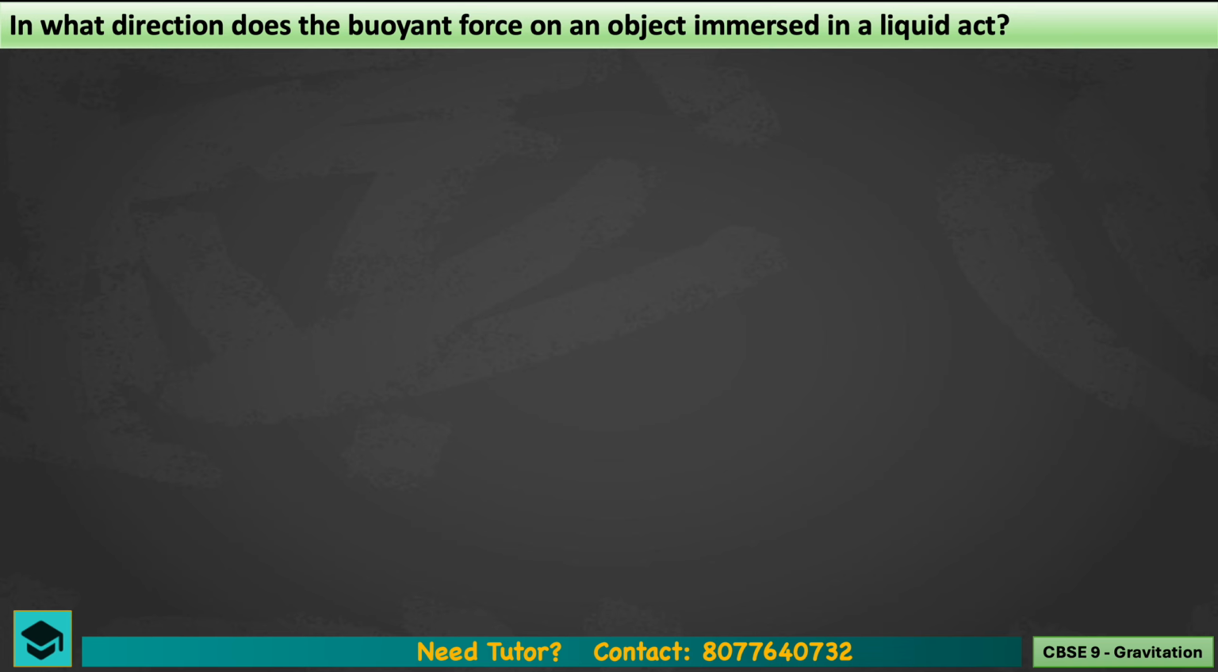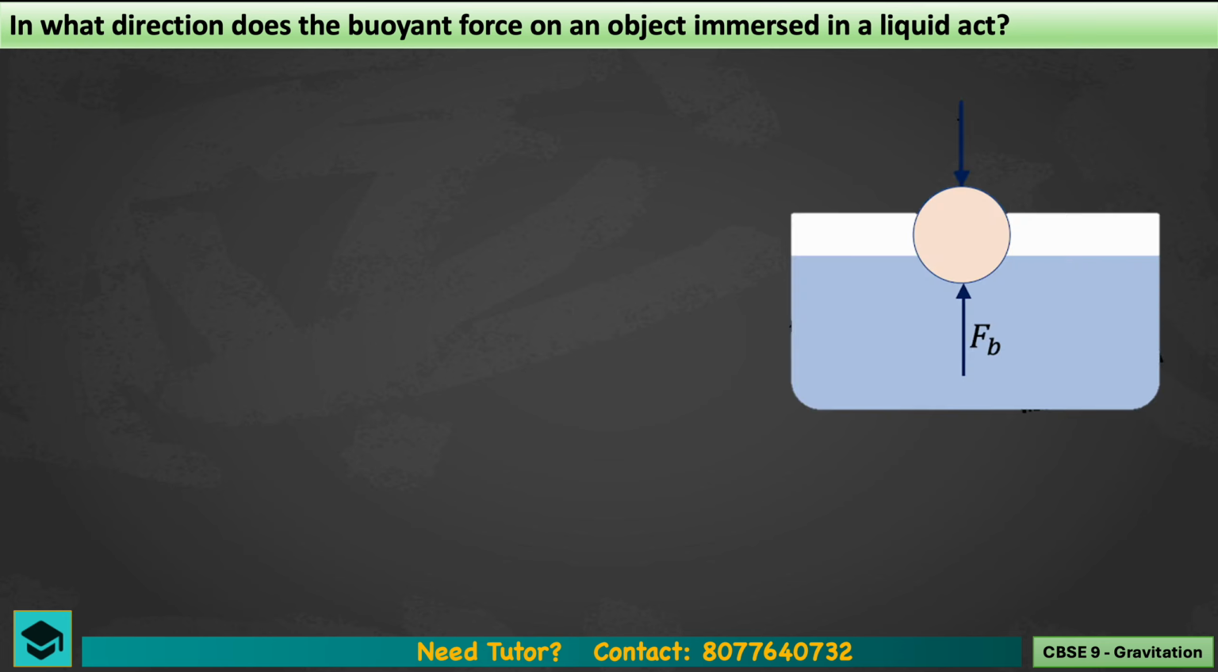The question is: in which direction does the buoyant force of an object immersed in liquid act? Whenever we immerse an object in water, an upward force acts on it, and that force is known as buoyant force. This buoyant force acts perpendicular, normal to the surface of that object, and it always acts in an upward direction.